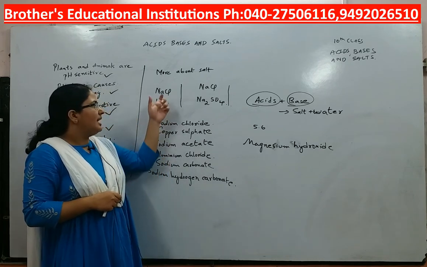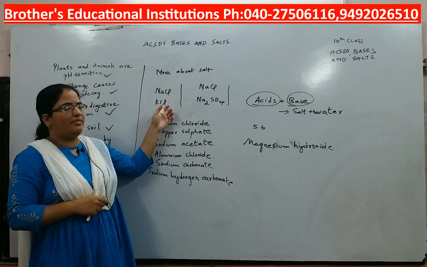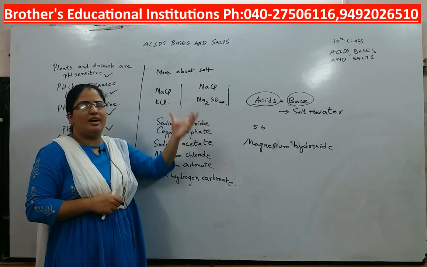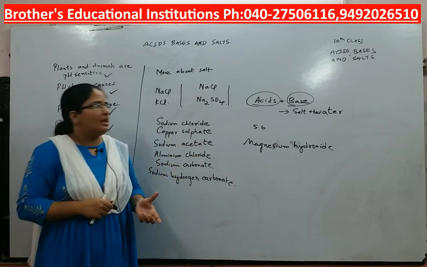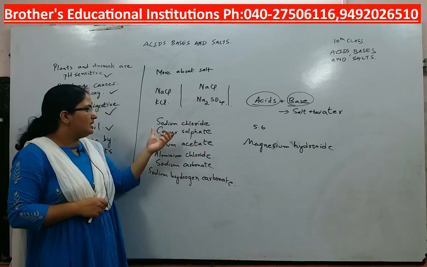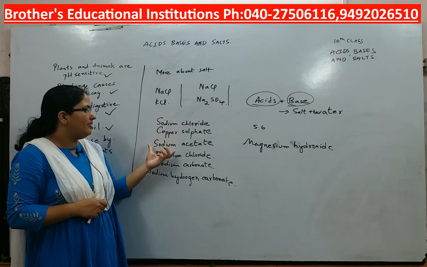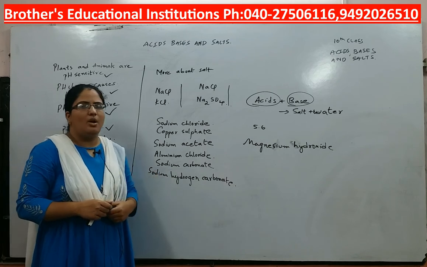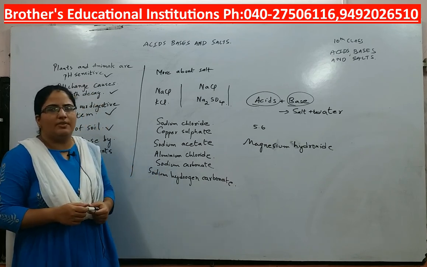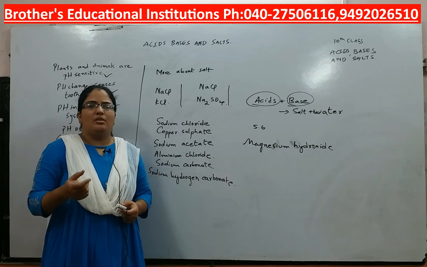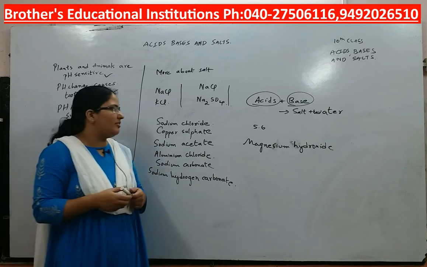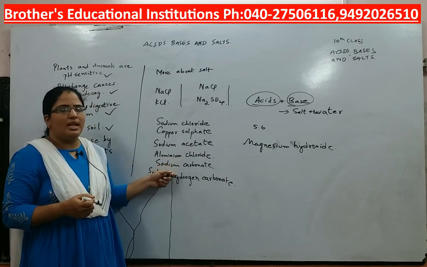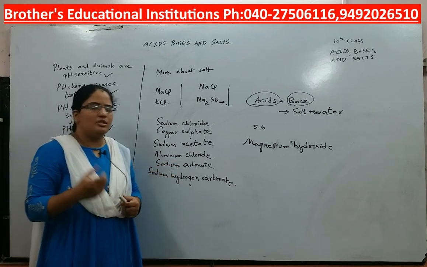Let us say NaCl and KCl, they belong to the chloride family. NaCl and Na2SO4, they belong to the sodium family. Like that you have carbonates, sulfates, etc. Collect these salts: sodium chloride, copper sulfate, sodium acetate, aluminum chloride, sodium carbonate, sodium hydrogen carbonate. Mix each of these salts individually with universal indicator. The universal indicator will show a color change for each salt. Hence you can find the pH of that salt.